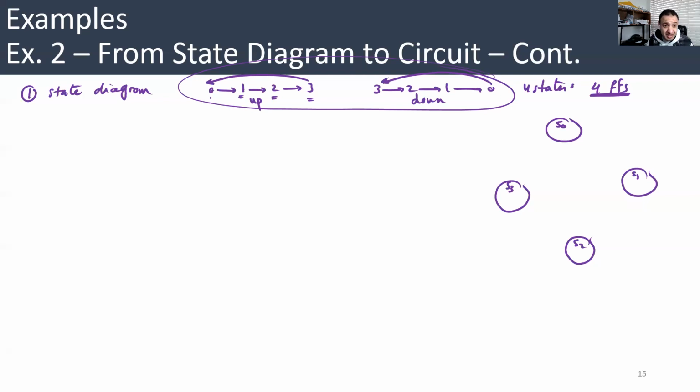It's a Moore circuit. So whenever we are in S0, the output will be 0, 0. Whenever we are in S1, the output will be 0, 1. Whenever we are in S2, the output will be 1, 0. Whenever we are in S3, the output will be 1, 1. We are forced to use Moore because the question asks us to do that, but we can use, of course, Mealy as well.